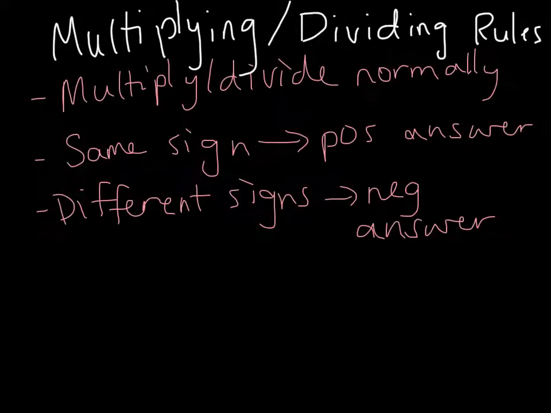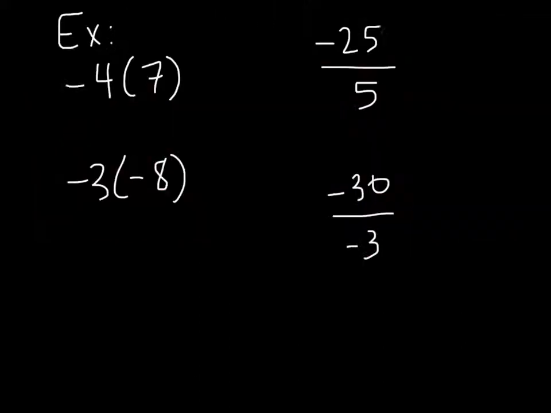Multiplying and dividing rules, pretty simple. Multiply, divide normally. And then if the two numbers have the same sign, I'm going to have a positive answer. The two numbers have a different sign, negative answer. Negative 4 times 7. Multiply normally. Different signs, my answer is negative. Negative 3 times negative 8. Multiply normally, 24. They have the same sign, so positive answer.